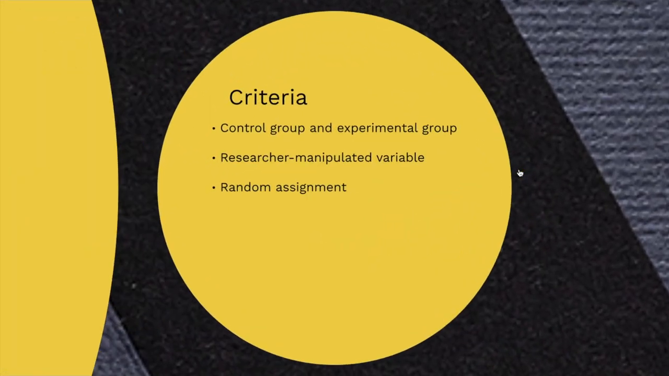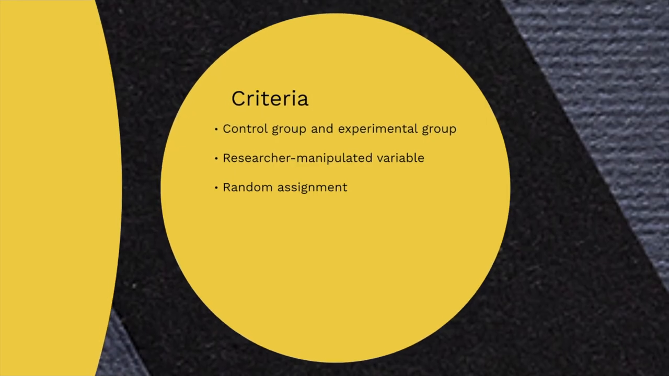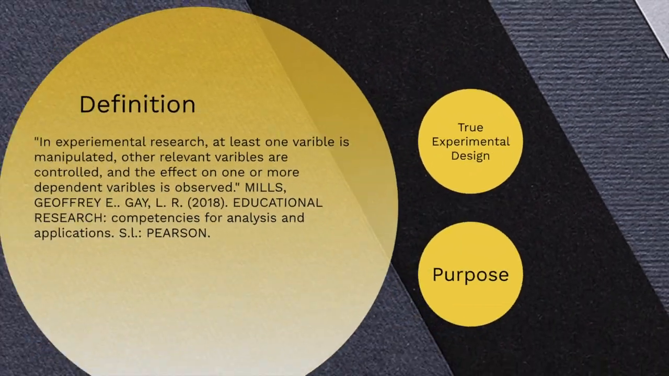The criteria it needs to meet to be considered a true experimental design are that you're going to have two groups: a controlled group and an experimental group. You're going to have a researcher-manipulated, changed variable. That means you're going to have one control that stays the same, and one experimental that you change and make different than the original control. It's going to be randomly assigned. And so these three criteria would make it a true experimental design.